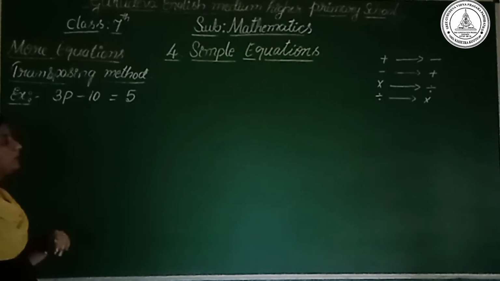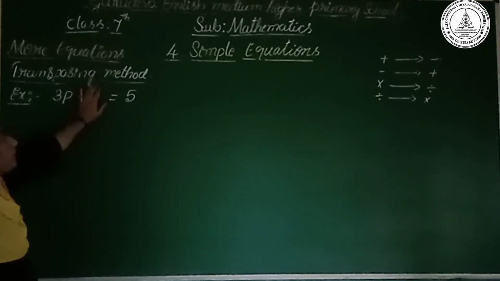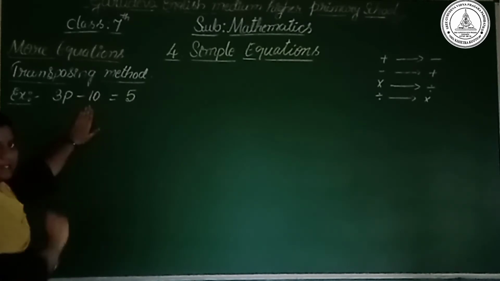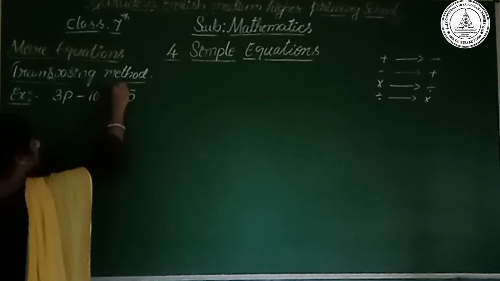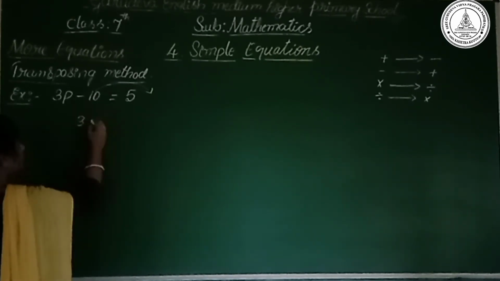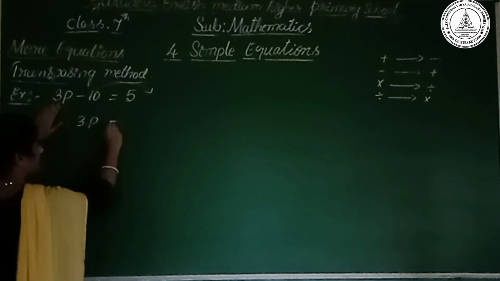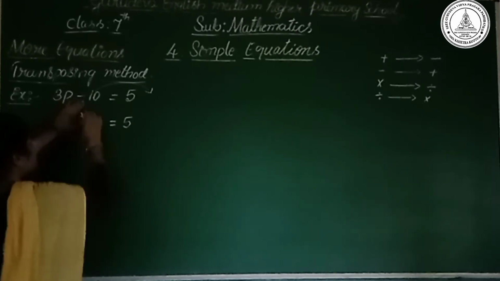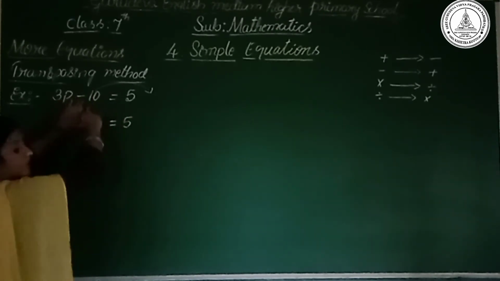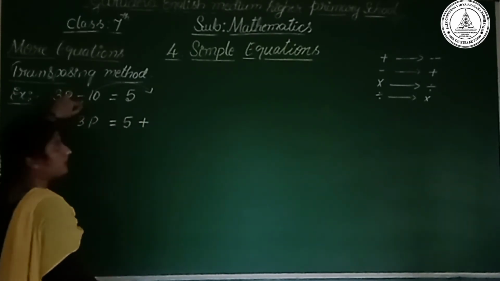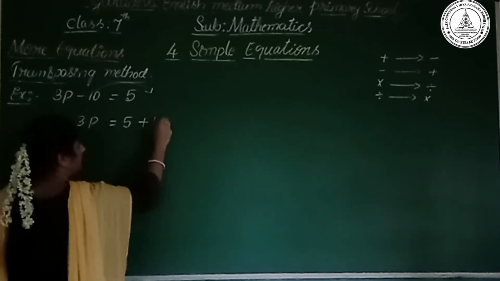First, as in the previous examples, we are going to eliminate the numbers, right? So here there is a minus 10, and I will transpose minus 10 to the right hand side. Then what we will get in the LHS, after transposing, is only 3p, which equals, writing the RHS 5 as it is. After transposing, I said that if the number is a negative number, it will become positive in the right hand side. Then after that, 10.